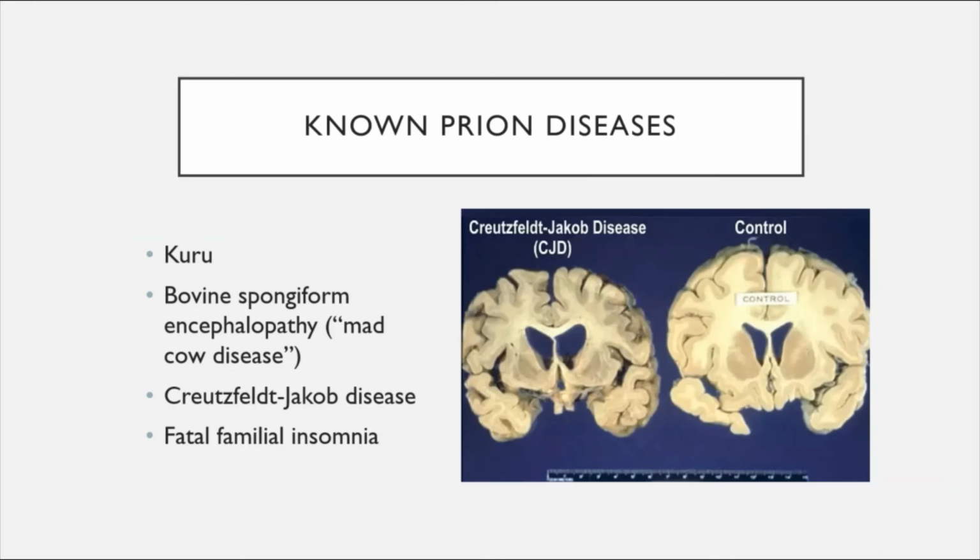Some examples of known prion diseases include Kuru, bovine spongiform encephalopathy, or mad cow disease, Creutzfeldt-Jakob disease, and fatal familial insomnia. Here we can see a brain that has been affected with Creutzfeldt-Jakob disease and developed that spongy texture versus a control brain. Mad cow disease is one that you may have heard of before, and there was an outbreak of mad cow disease in the late 80s and early 90s in the UK.